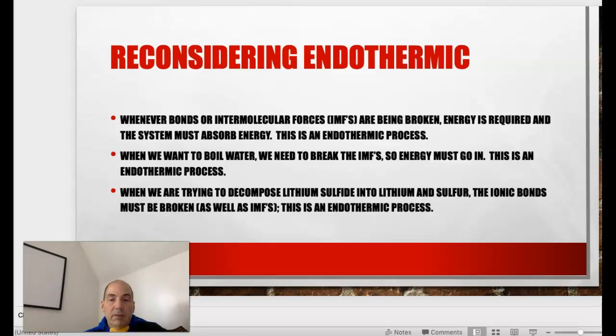Likewise, if I'm trying to do a decomposition reaction, like lithium sulfide, to break it into lithium and sulfur, well, now I have ionic bonds that have to be broken, and it takes energy to do that. It's an endothermic process. Okay, so remember that endothermic is when bonds or IMFs are being broken.